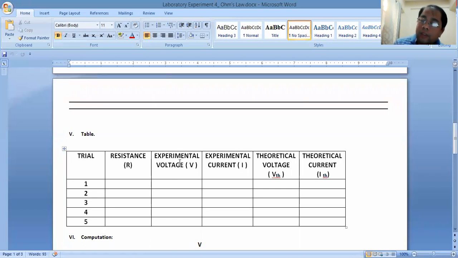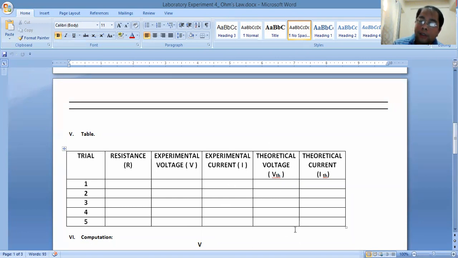Now, what we will be recording out of the simulator values. We will have a voltmeter, and the reading of the voltmeter will be recorded in this next column, while the ammeter reading, the ammeter being the one that measures current, will be recorded likewise in this table. So correspondingly, for every resistance, we will record 2 values, the experimental voltage and the experimental current.